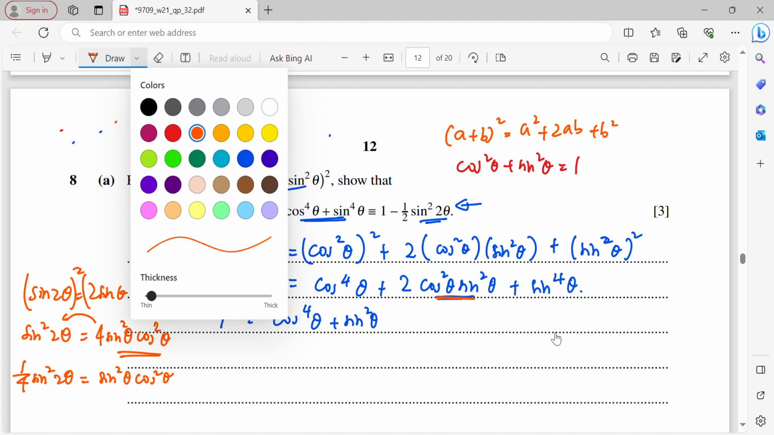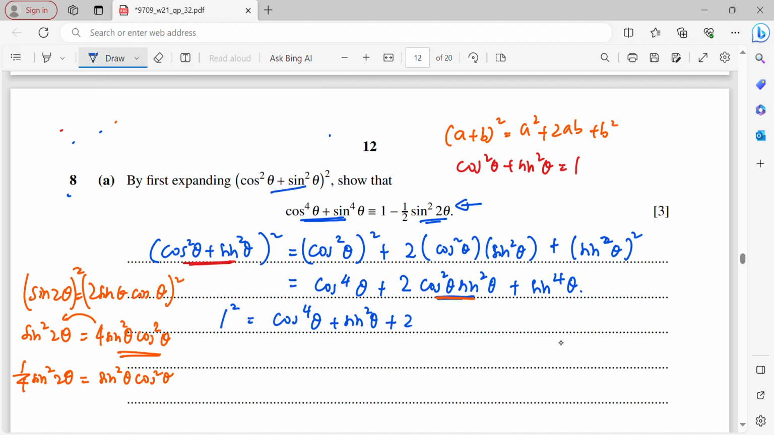Okay, so from here I will get plus 2. This cos squared theta sine squared theta will be replaced by 1 over 4 sine squared 2 theta. So from here, 1 equals cos to the power 4 theta plus sine, sorry, this is to the power 4, because I copied from the last term. Plus 2 times 1 over 4, which is going to be 1 over 2 sine squared 2 theta. Alright?